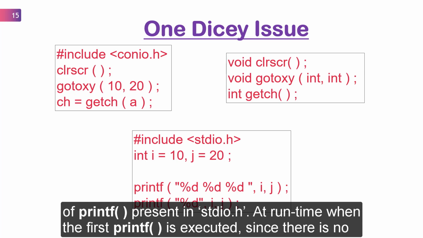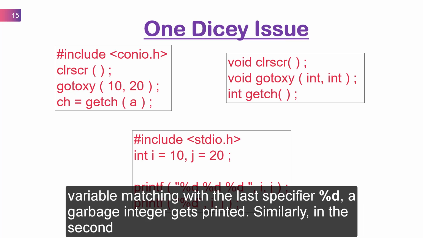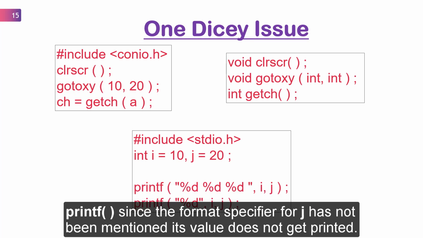At runtime, when the first printf is executed, since there is no variable matching with the last specifier %d, a garbage integer gets printed. Similarly, in the second printf, since the format specifier for j has not been mentioned, its value does not get printed.